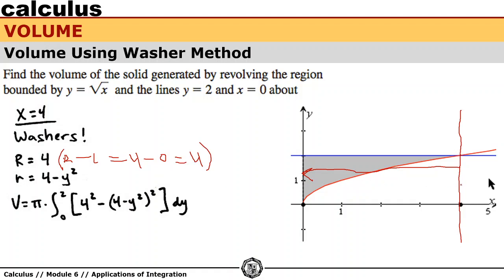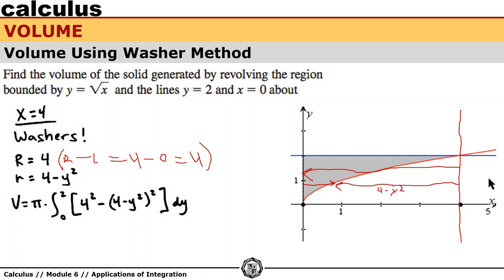And then to get the inner radius, you start at the axis of rotation, and we're just going to head in until we hit the red line here. Since the distance from here to here is just given by y squared, this leftover distance is going to be 4 minus y squared.